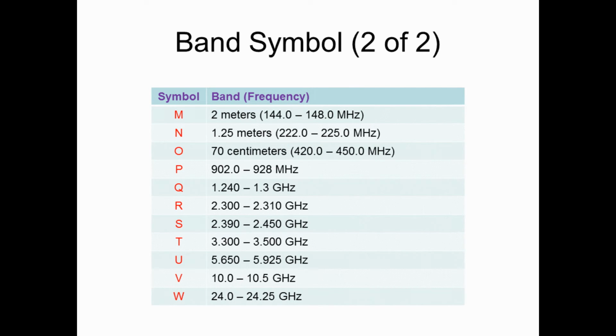Mike denotes the 2 meter band, November 1.25 meters, Oscar 70 centimeter, Papa 900 megahertz, Quebec 1.2 gigahertz, Romeo 2.3 gigahertz, Sierra 2.390 gigahertz, Tango 3.3 gigahertz, Uniform 5.65 gigahertz, Victor 10 gigahertz, and Whiskey 24 gigahertz.